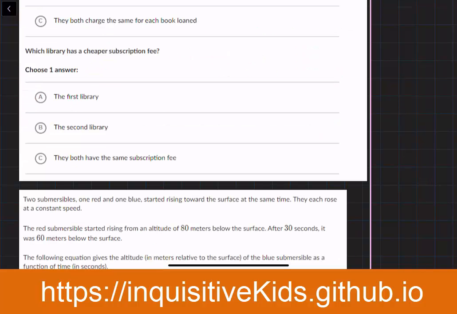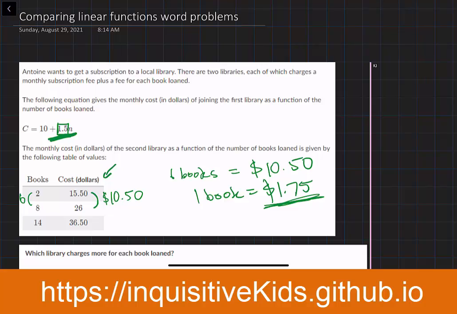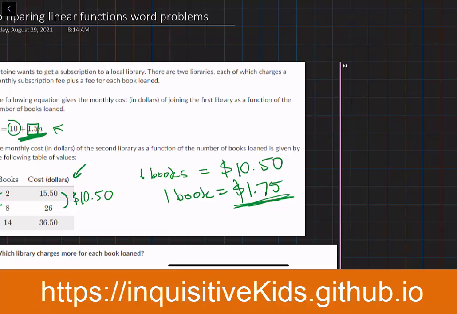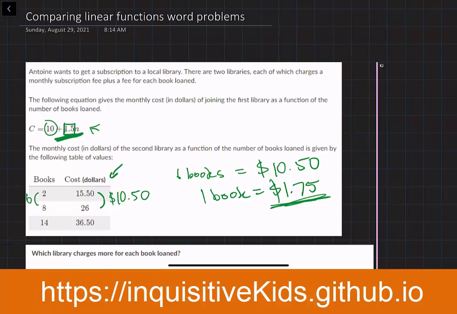Which library has a cheaper subscription fee? So the subscription fee in this equation would be 10. So all we need to worry about is finding the subscription fee in this table. We know that one book is equal to $1.75, and it says that 2 books is equal to $15.5. So in the 15.5, there must be the amount of subscription fee.